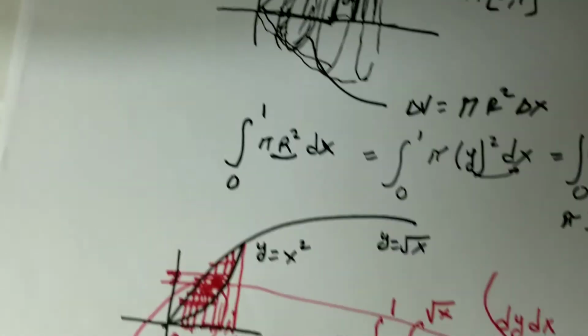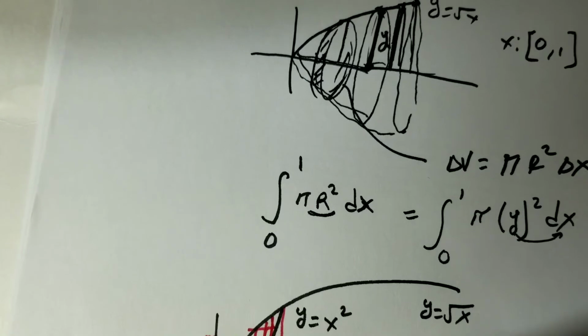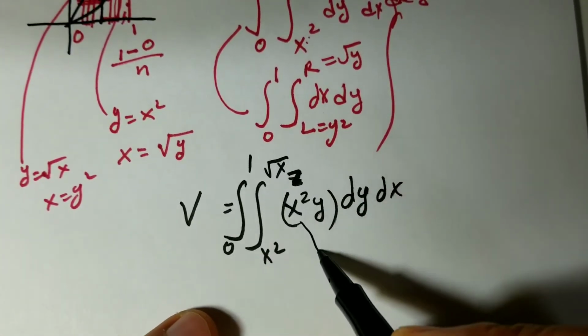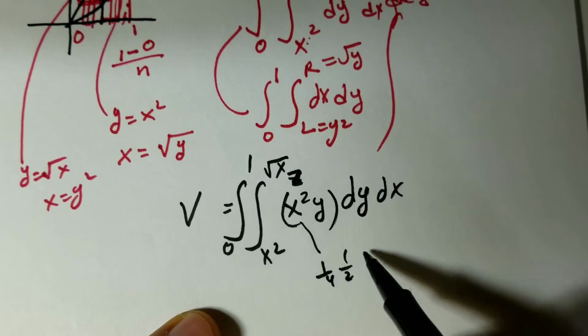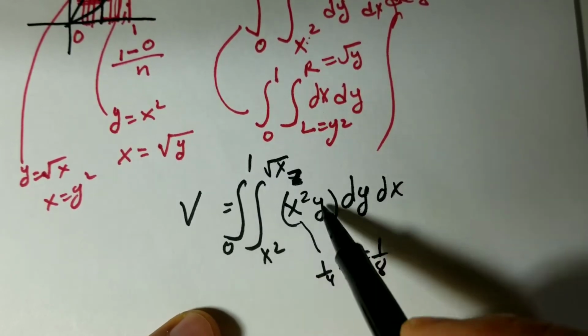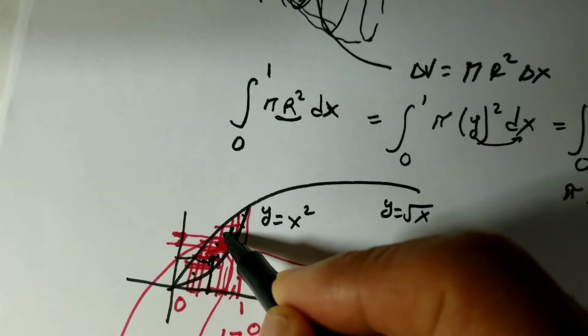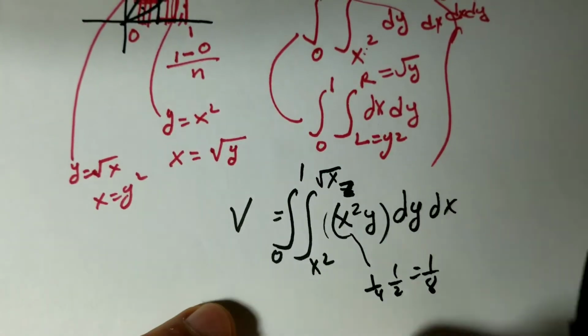Meaning, if this point right here is 1/2 and 1/2, at that point the height is going to be 1/4 times 1/2, and it's 1/8. Therefore, the height always varies and is determined by those ordered pairs. Therefore, that's the volume.